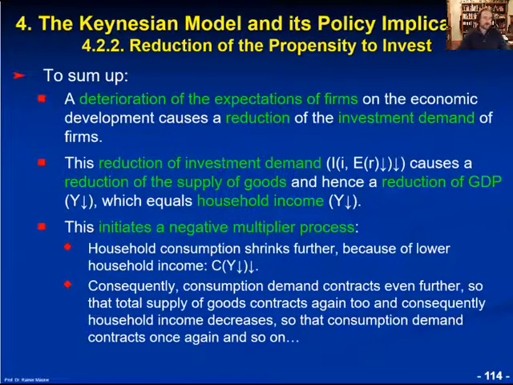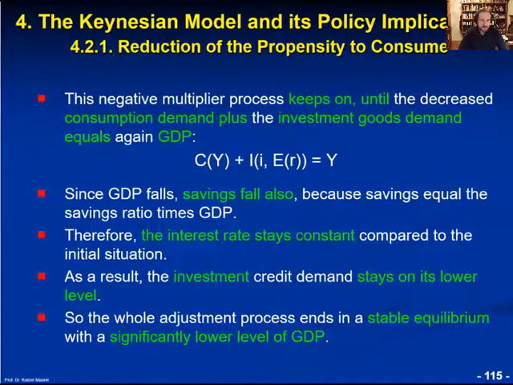This initiates the by now well-known negative multiplier process. Household consumption shrinks further because of lower household income. Consequently, consumption demand contracts even further, so that total demand of goods contracts again too, and consequently household income decreases, so that consumption demand contracts once again, and so on and so on. This negative multiplier process keeps on until the decreased consumption demand plus investment goods demand equals GDP.